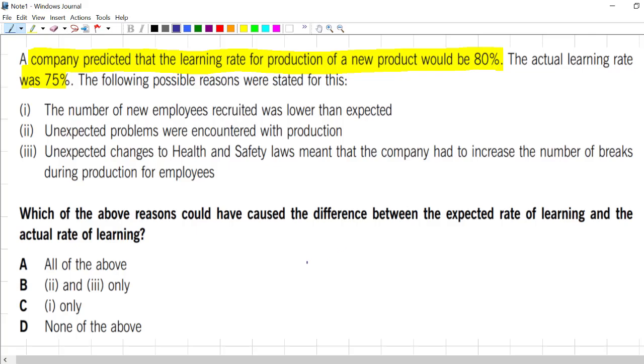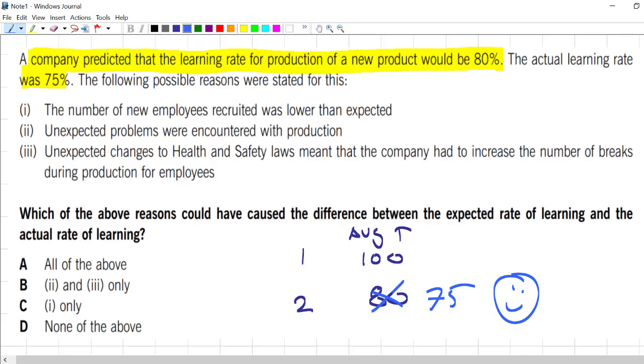Well, unit number one, average time per unit is 100 when we make the first one. When we make the second one, with an 80% learning curve, unit number two, the average time per unit is 80. However, we got 75%, so 75 for the second one. That's a good thing when we go faster. That means our cost per unit will be lower. That's a good thing.